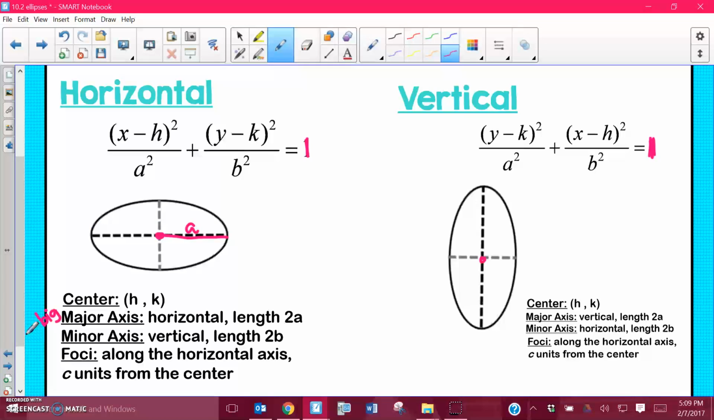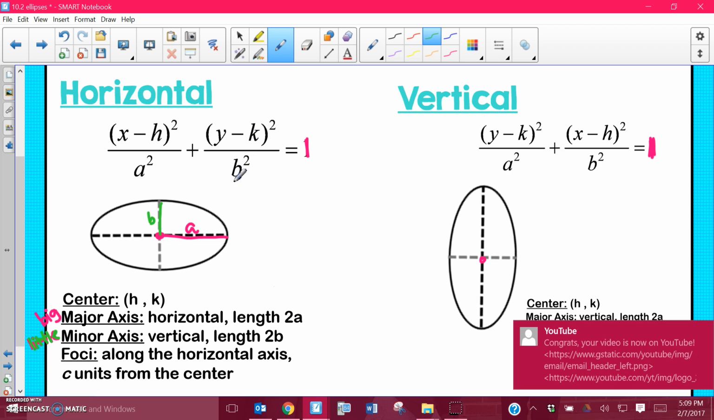Whereas the minor axis is the little axis. Well, I guess I should use a different color. It's the little axis, and it's going to be length B. So if I had the whole thing, that's going to be length 2B. And again, that's the radius that's underneath the Y.